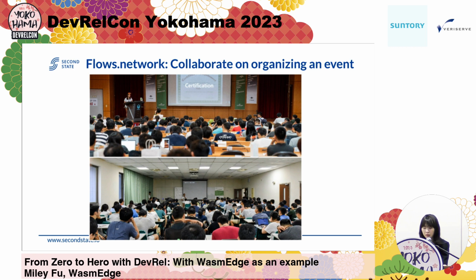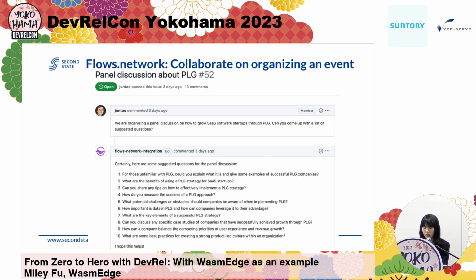By using this ChatGPT bot, you raise a new issue and say, we want to organize an event or a panel discussion, and can you give me some suggestions? And then your colleague can also ask another question, and get everything sorted out in public, even if your team is spread out all over the world.